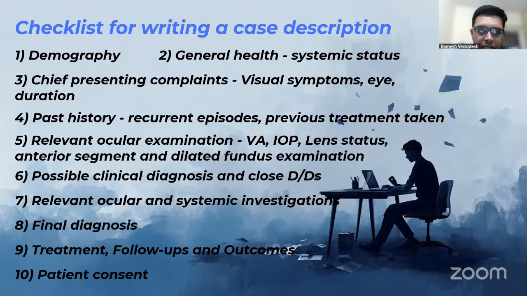Then the most important thing comes when you talk about the ocular examination. And when you talk about ocular examination, you need to mention about the visual acuity. The best preferred format is the Snellen's visual acuity, the intraocular pressure, the lens status, the anterior and the dilated fundus examination. These are the 5 components which has to be mentioned in the ocular examination. The possible clinical diagnosis, which you realize just by looking at the visual symptoms, and the most likely differential diagnosis.